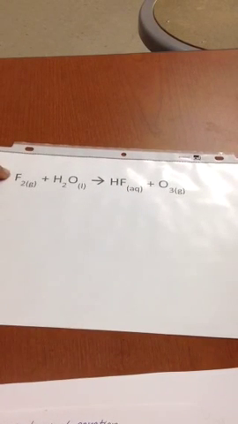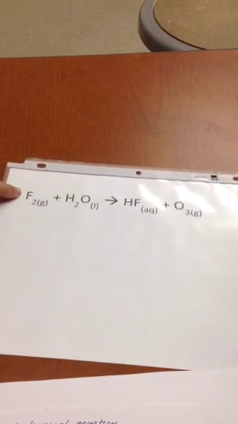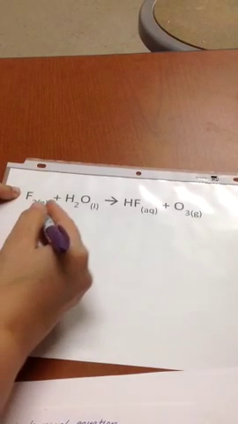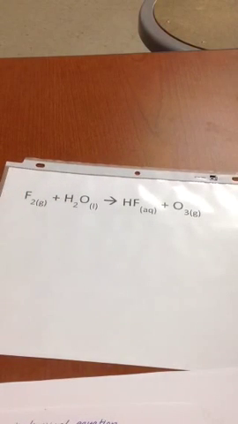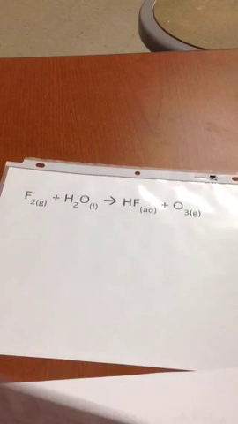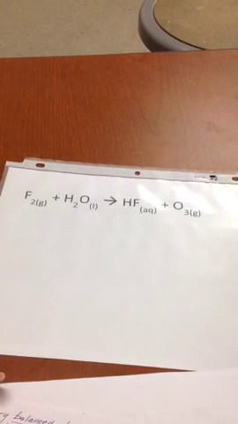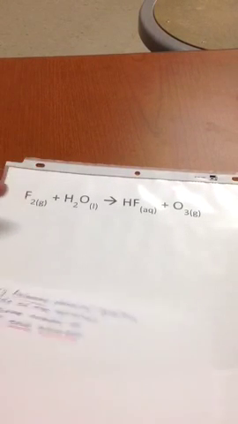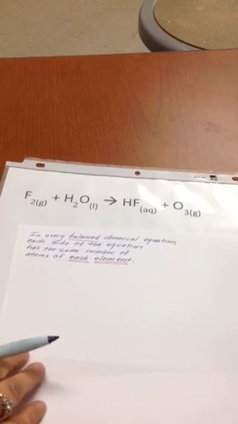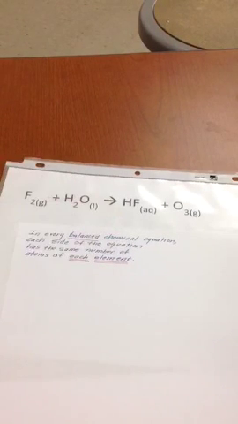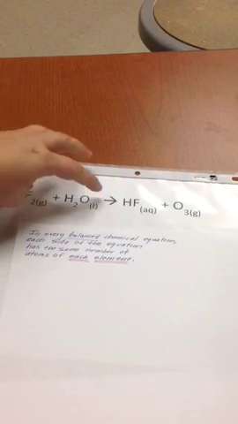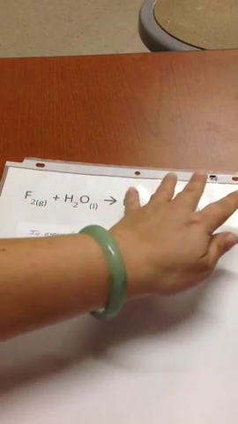So what I do to balance the equation is I look to see what I have on both sides. The law of conservation of mass says that matter cannot be created or destroyed. So in every balanced chemical equation, each side of the equation has the same number of atoms of each element. So I have to have the same number of atoms of elements on this side as I do on this side. At this time, I don't.